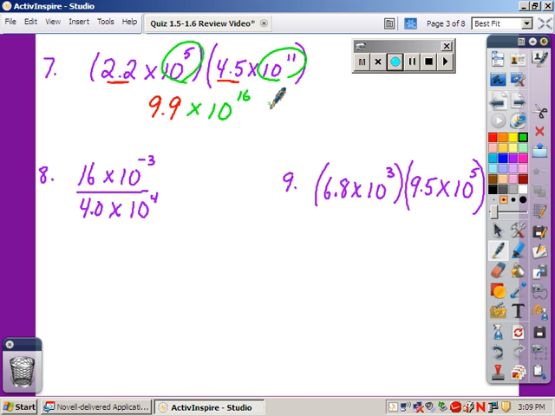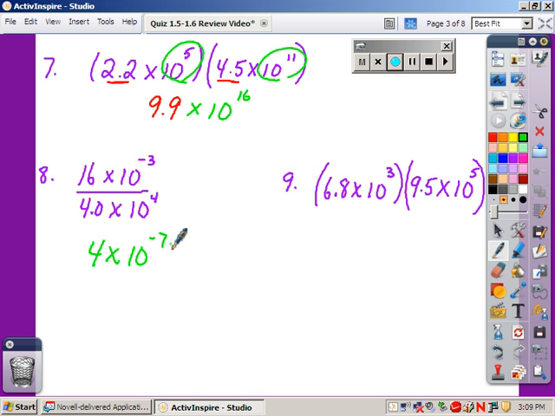Number 8 is the exact opposite skill. It's dividing scientific notation. So again, I'm going to divide the regular numbers, but now I'm going to subtract the exponents. So it's exactly opposite of number 7. Here I'm dividing regular numbers, subtracting exponents. 16 divided by 4 is 4. And when I subtract, I'm saying negative 3 minus 4. Negative 3 minus 4 more means all the way down to negative 7. Now it's done.